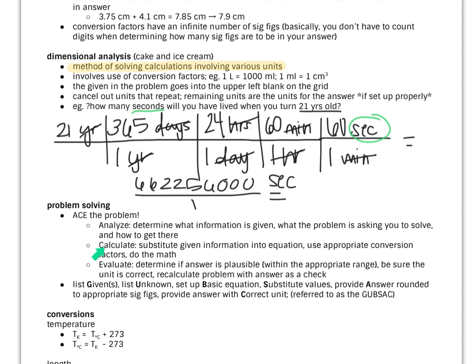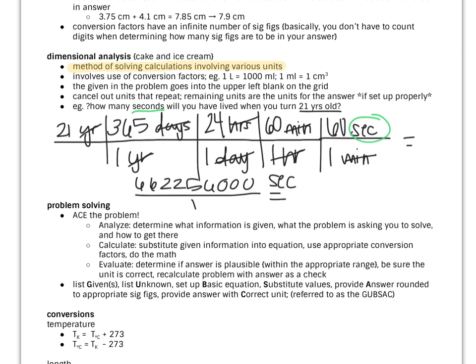The C stands for calculate. You substitute given information into the equation, which was 21 years, and use appropriate conversion factors, which we did, and then you do the math, okay? And then when you get to E, you're going to evaluate. Determine if the answer is plausible. Be sure the unit is correct. We did that. And recalculate the problem with the answer as a check. So you could work this answer backwards to figure out if your answer was correct. Okay?